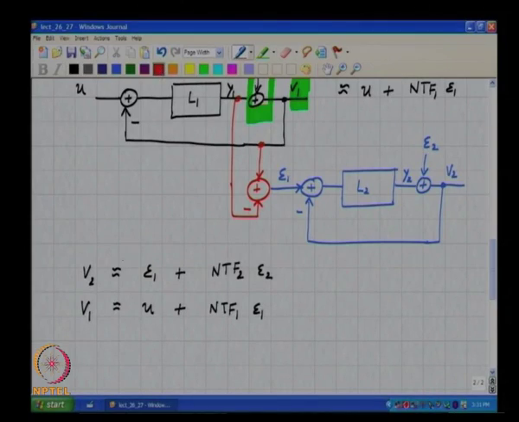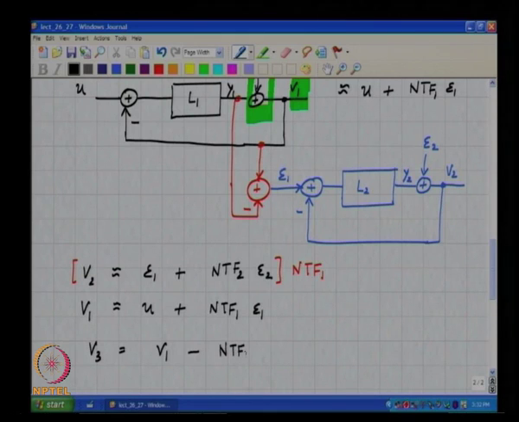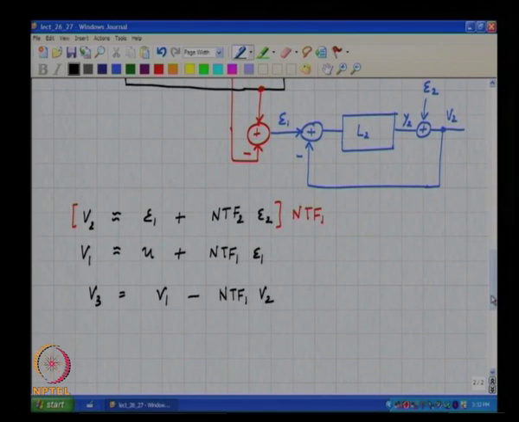Good. So, I want to multiply V2 by NTF1 and subtract that from V1. Correct. So, if I generate V3, which is V1 plus or minus NTF1 times V2, what I will get is U minus NTF1 into NTF2 times E2. All right. Okay.